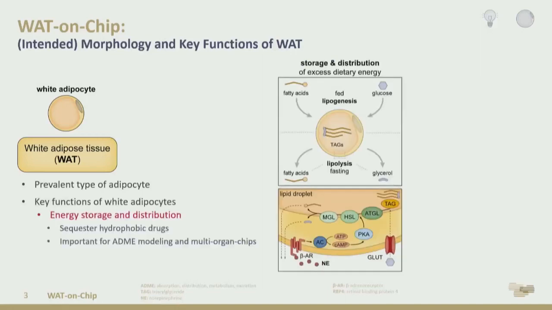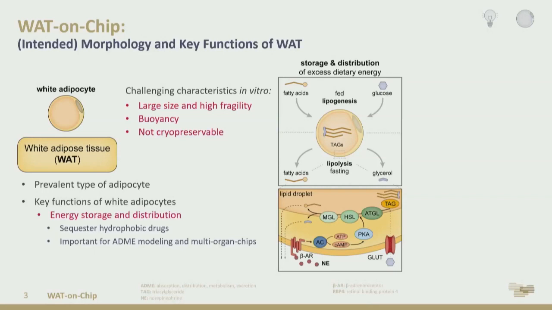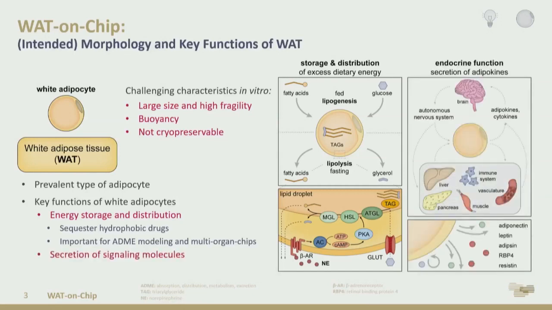I think that you all know one of the key functions of white adipocytes, which is their storage and energy distribution function. So I won't go into detail here, but I would like you to appreciate that through their lipid storage functions, there are some challenges that arise if you work with mature white adipocytes in vitro. They are very large and extremely fragile. They are buoyant, and so far there are no decent protocols for cryopreservation yet. Another critical task of white adipocytes is the secretion of signaling molecules.